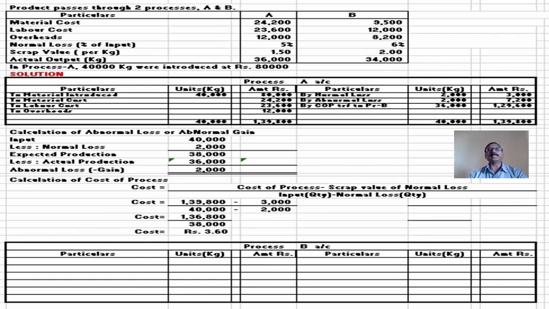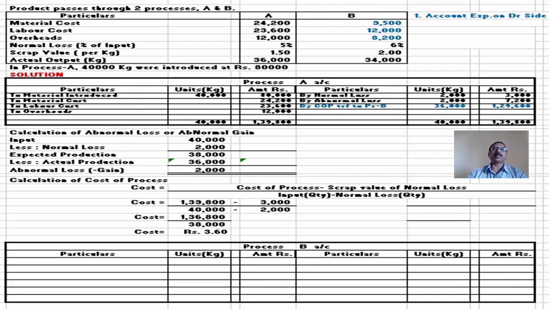We will be following exactly the same steps for completing process B. Now what was our first step? The first step was to account expenses on the debit side. So you can see that in process B there are three expenses: material cost, labor cost, overhead. Amounts respectively are 9,500, 12,000, 8,200.